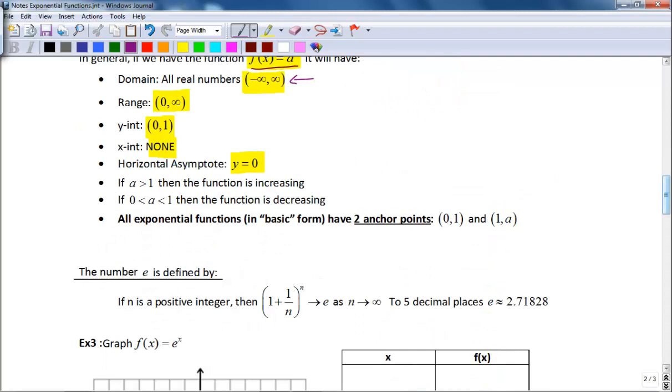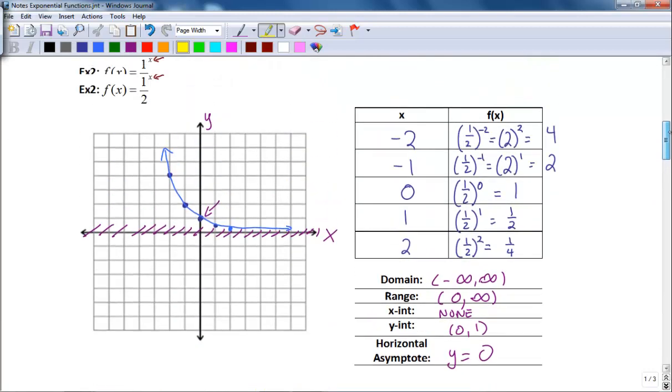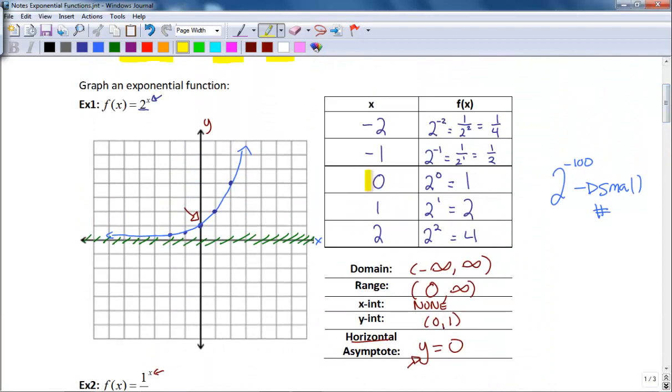And finally, and this is really important because we're going to be using it to graph, all exponential functions in that basic form, just a to the x, have 2 anchor points. And we're going to be transforming these 2 anchor points, so it's really important that we memorize them. It's 0, 1, that y-intercept, and 1, a. Let's go back and look at the one that we graphed before to notice those anchor points. Notice we got the point 0, 1, that's right here, our y-intercept, and then 1, a. Because if you look here, what is a? Well, a is my 2, because this is 2 to the x, and there's the point 1, 2.